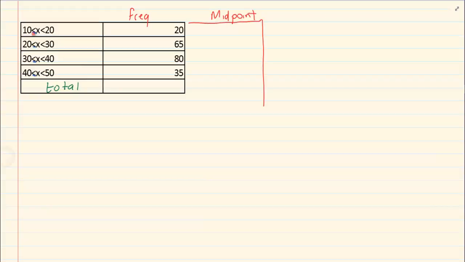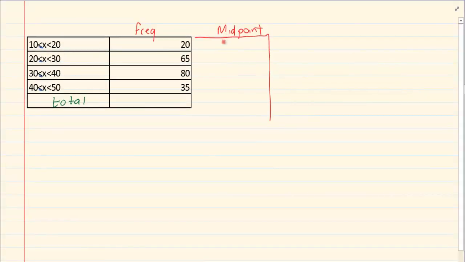We are going to take 20 plus 10 and divide it by 2. 20 plus 10 divided by 2 is 30 divided by 2, giving us 15. Then we say 30 plus 20 divided by 2, which gives us 25. Then 40 plus 30, which is equal to 35. So 40 plus 30 is 70 divided by 2.